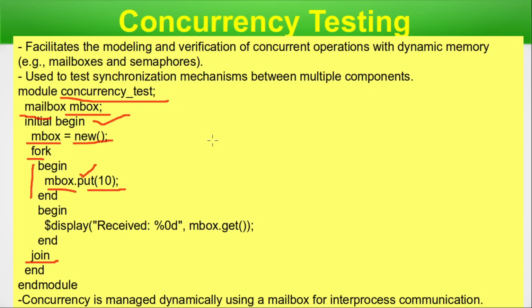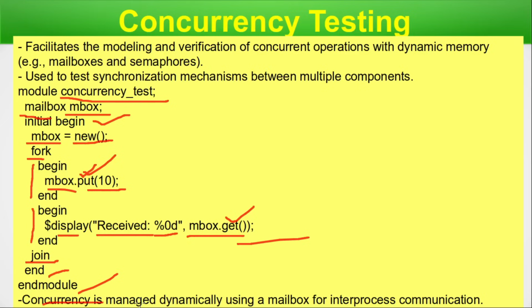So put is one of the methods, and in the next fork we use a print statement, "received %0d", mbox.get. So here we are using the method put, and here we are using the method get. Since this is our old-style fork join, it has to be in proper sequence. So put is done, then get is done. And here we end our initial block and we end the module.